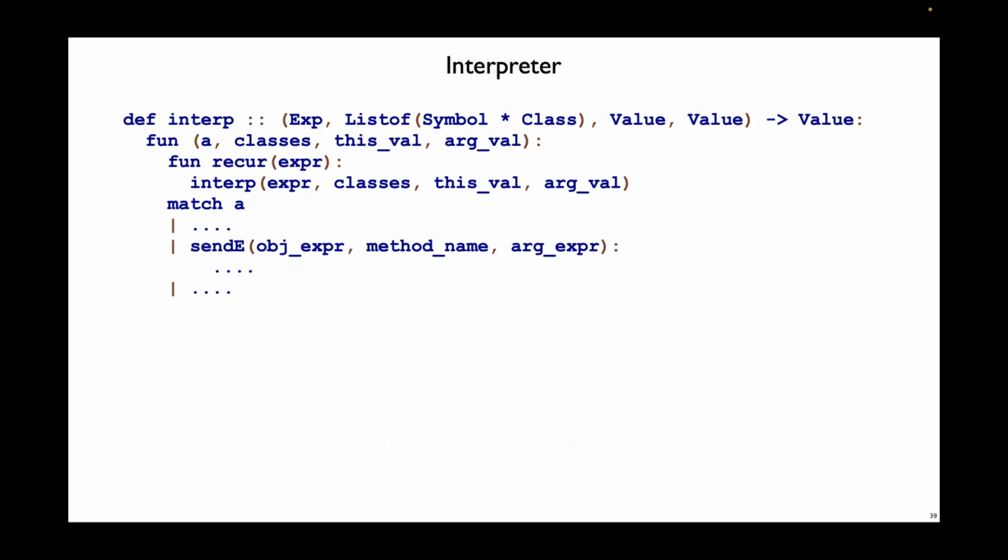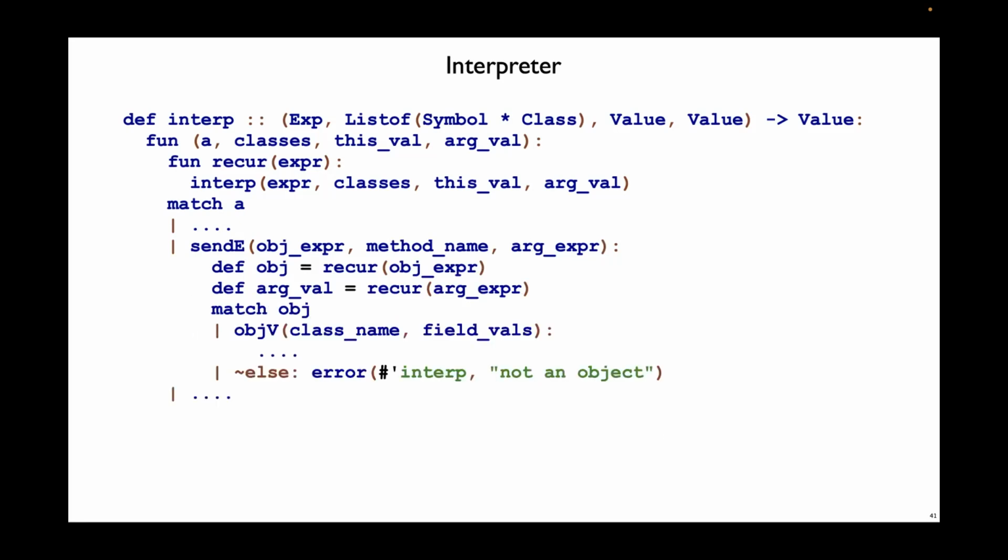A send is a method call. We have an object expression, a method name, and an argument expression. We need to recur on the object expression and argument expression. Then we need to check that the object expression really returned an object. If not, raise an error.